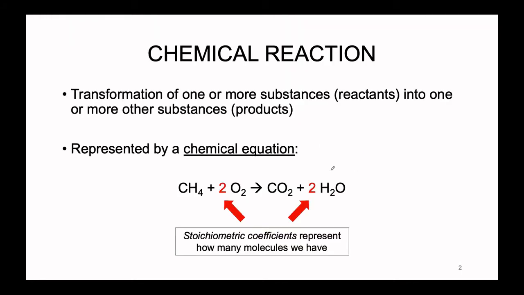Alright, so what is a chemical reaction? A chemical reaction, by definition, as we've seen before, this actual specific slide before, but it was way back in Chapter 1, is a transformation of one or more substances, which we call the reactants, into one or more other substances, which we call the products. A chemical reaction is represented by a chemical equation.